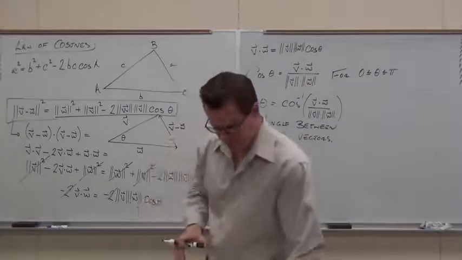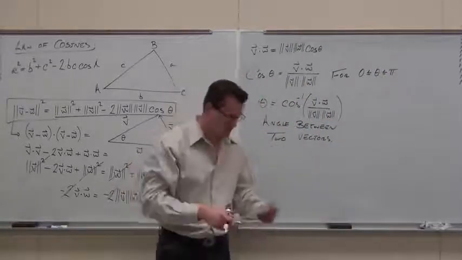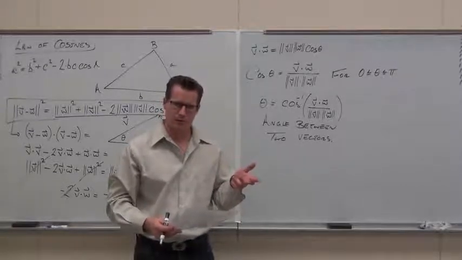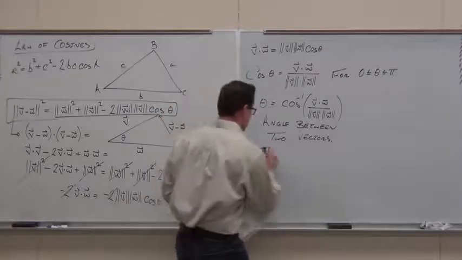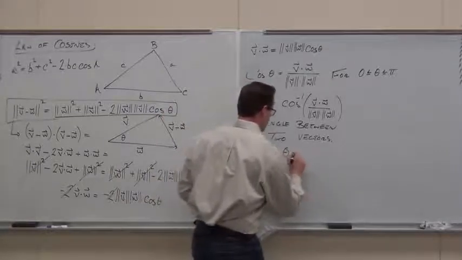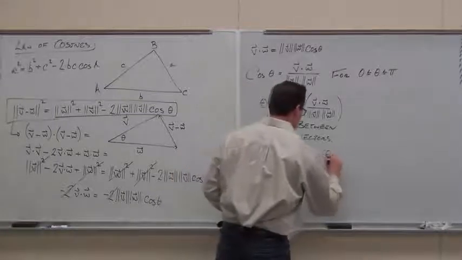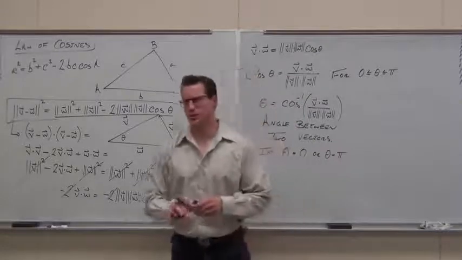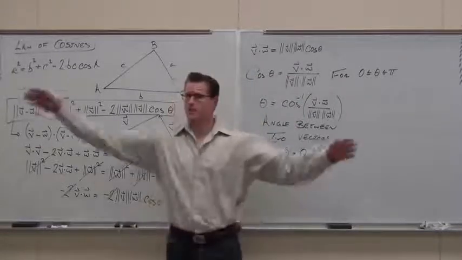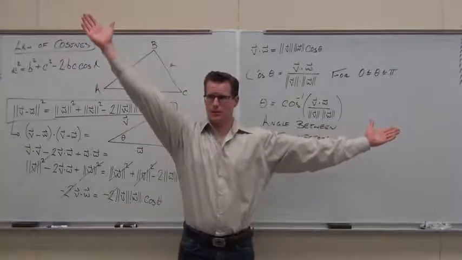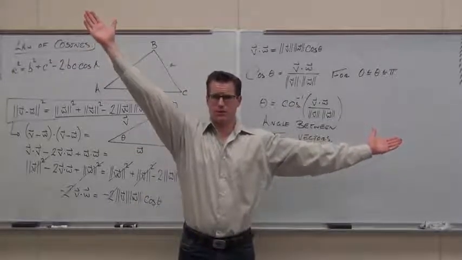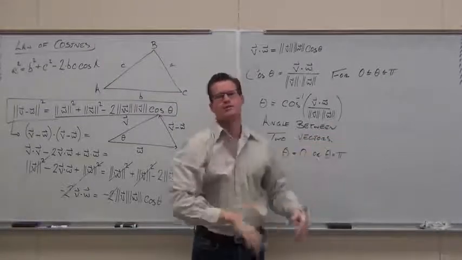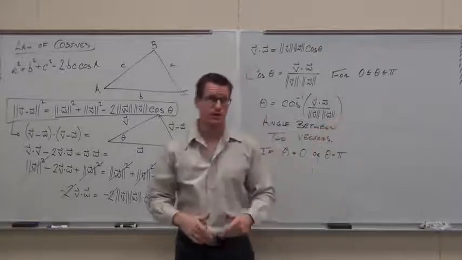So that's number one. Now how about this? What if theta is 0? Or if theta is pi? Just think about it logically for me, okay? Think about if you have two vectors and the angle is 0 between them. Tell me something about those vectors. Oh, wait, same vector? What if they're different lengths? Are they the same vector?